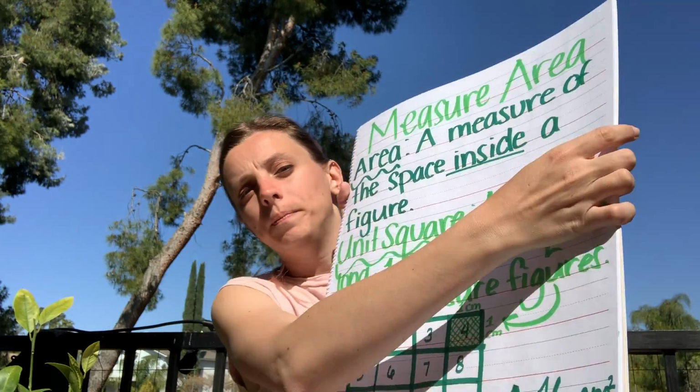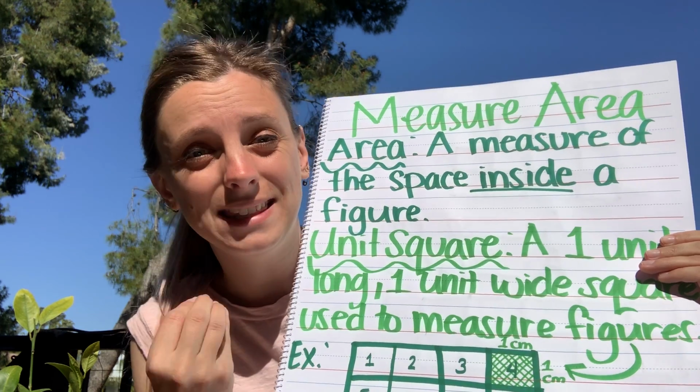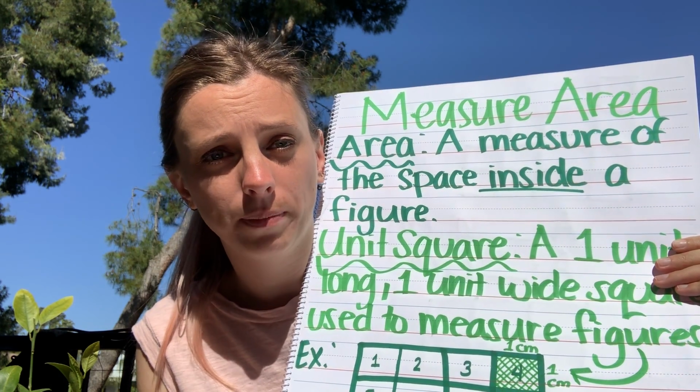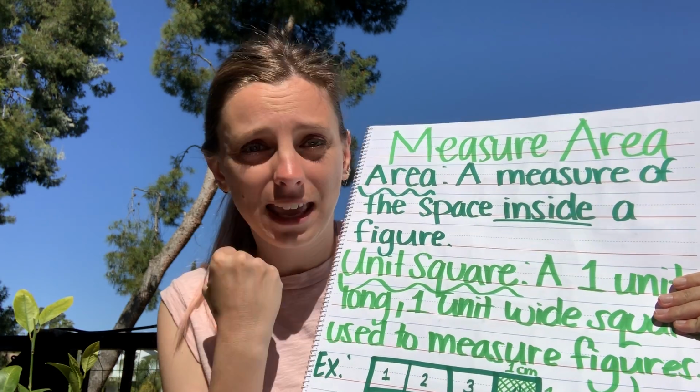Today, we're gonna take a little bit of a shift. We're gonna move on to area. Area is another way that we measure shapes. So when we measure area, we understand that area is a measure of the inside of a shape or figure. So just as perimeter was that outside, area is that inside.